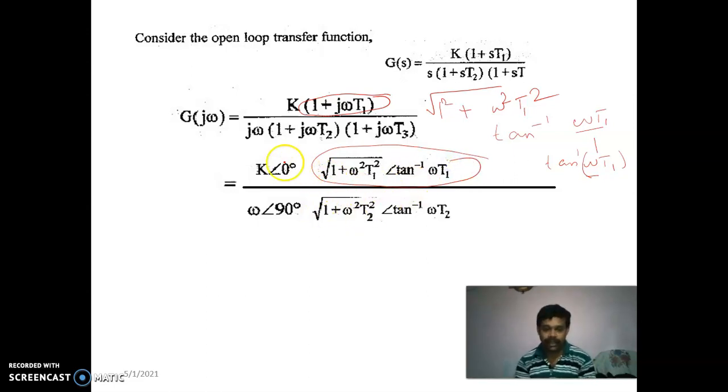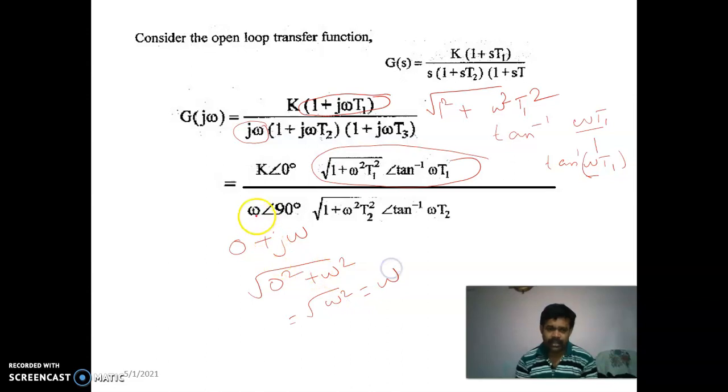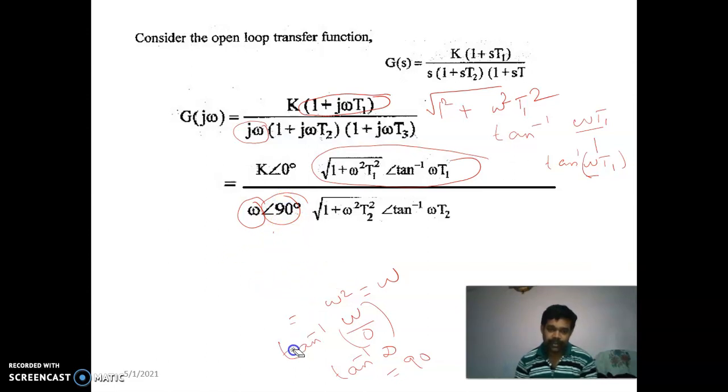Then we are going to calculate the magnitude of this term. This term can be written as 0 plus j omega. So its magnitude is nothing but root of 0 square plus omega square, so it is root of omega square, and it is omega. So this is the magnitude. Now the angle is nothing but tan inverse of omega by 0, which is tan inverse of infinity, and tan inverse of infinity is nothing but 90. So the angle is 90 degrees. Clear? So we have calculated the angle and magnitude of the second.